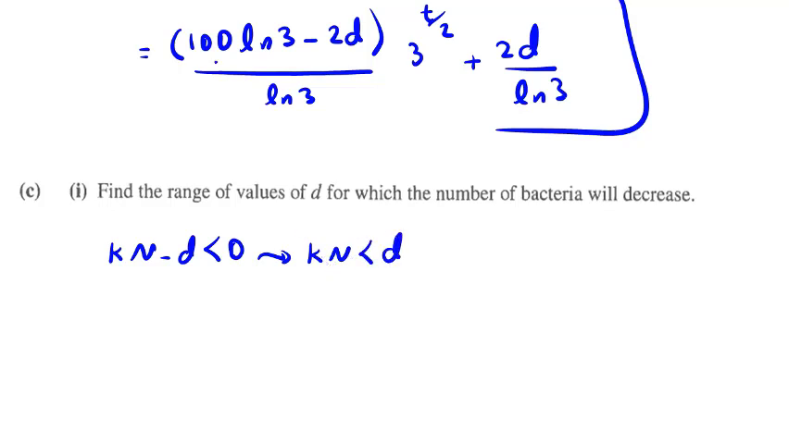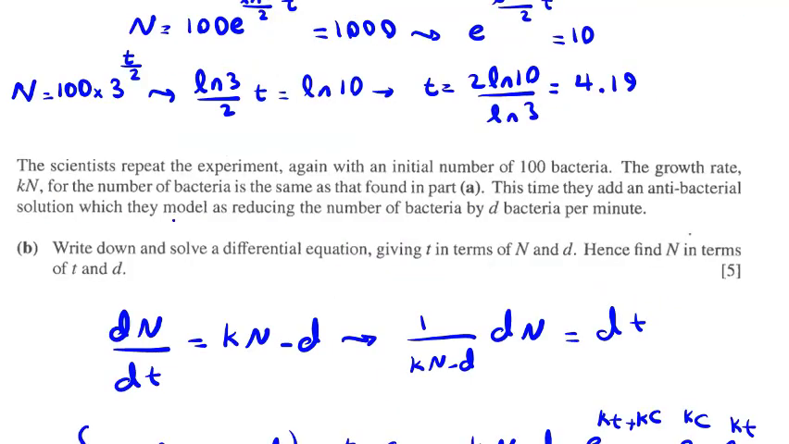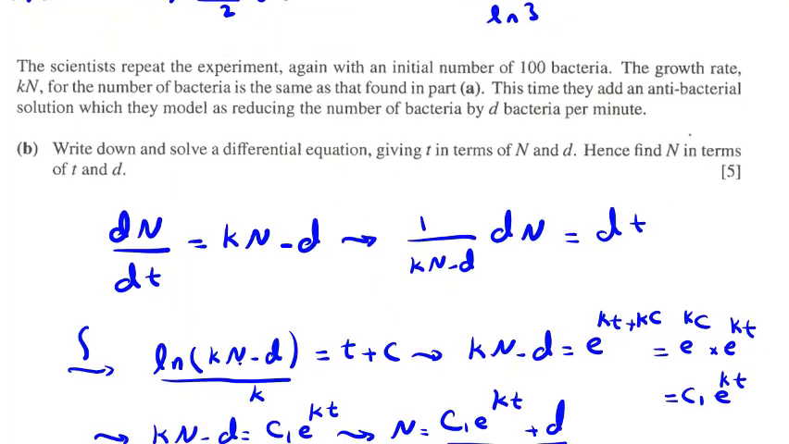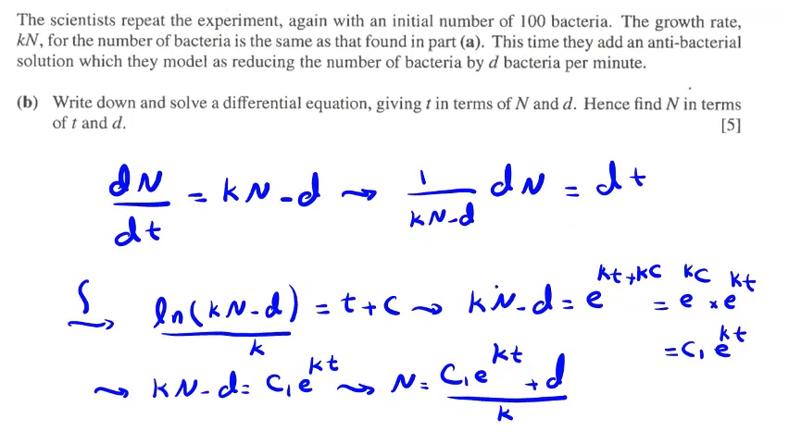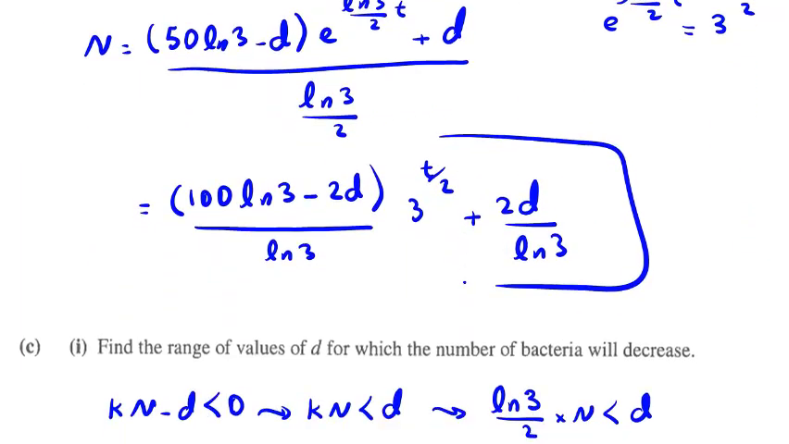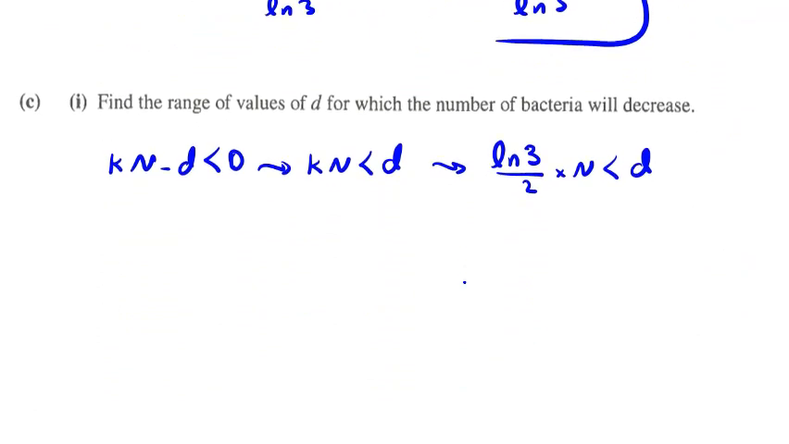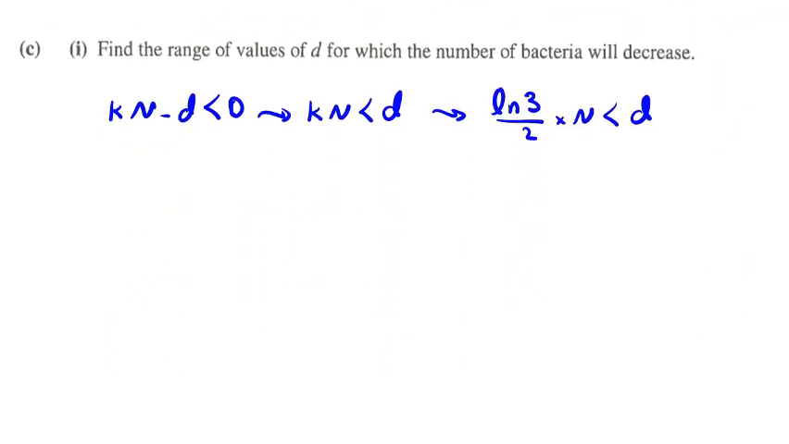So we can say what? We know that k is what? ln 3 over 2. So let's replace that. So this times n, d should be greater than this. And in this case, if you want to use ln, you should consider ln of d minus kn and do all these things again and only change that sign. So it was the first part of C.